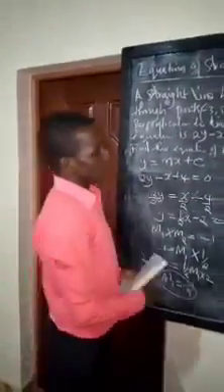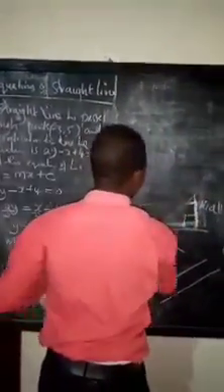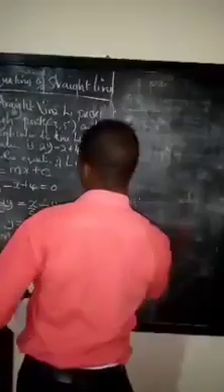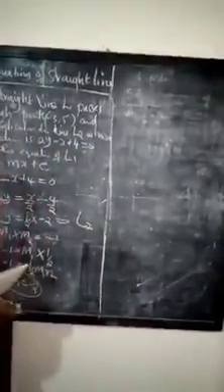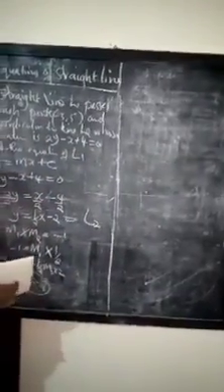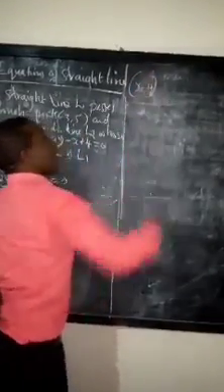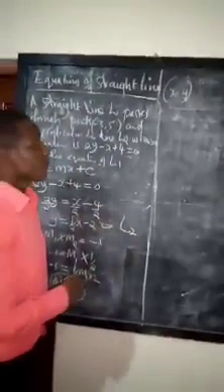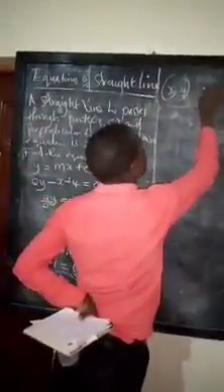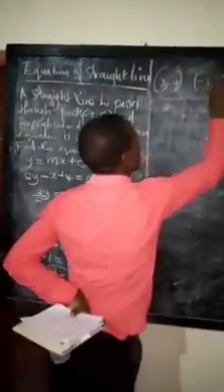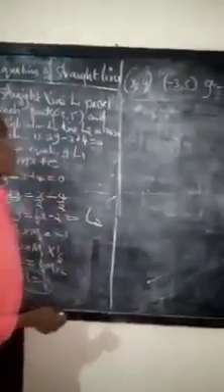Now, having got the gradient of the first line, and we have one point of that line, we find the equation of that line. So, finding the equation, we assume any value x and y, any coordinate of that line that we don't know, and another coordinate that is already given, that is negative 3, 5, and the gradient, which is negative 2.